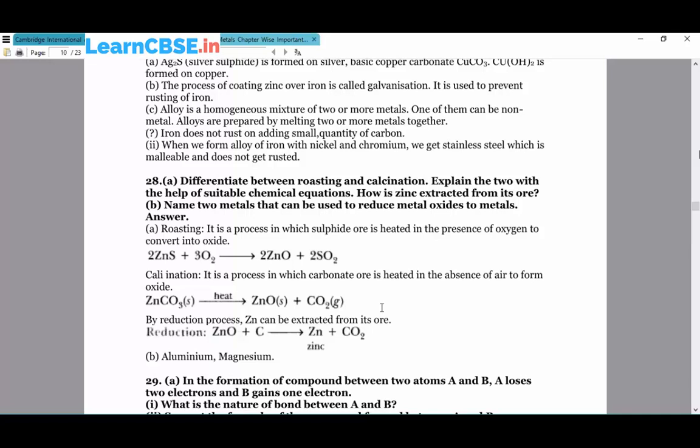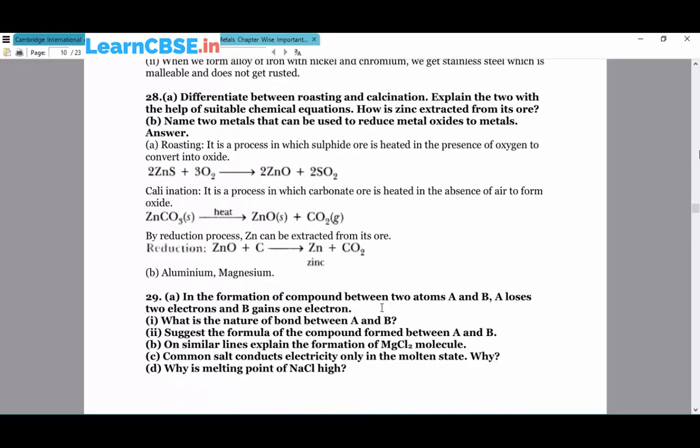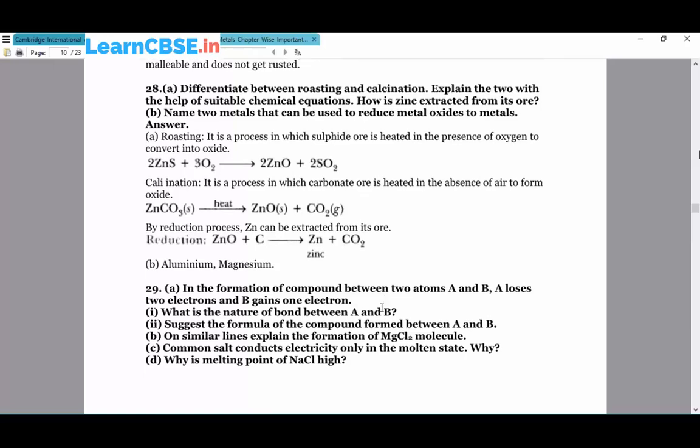Calcination is a process in which the carbonate ore is heated in the absence of air to form the oxide. So ZnCO3, when heated, liberates carbon dioxide gas plus ZnO as a solid. By the reduction process, zinc can be extracted from its ore. So we can treat ZnO with carbon, which is a reducing agent, and it will convert into zinc plus carbon dioxide gas. Name two metals that can be used to reduce metal oxides to metals: aluminium and magnesium.